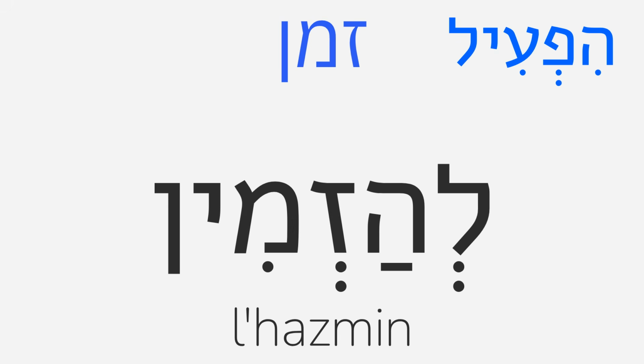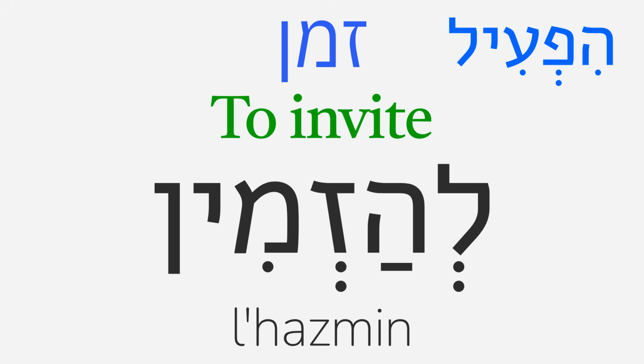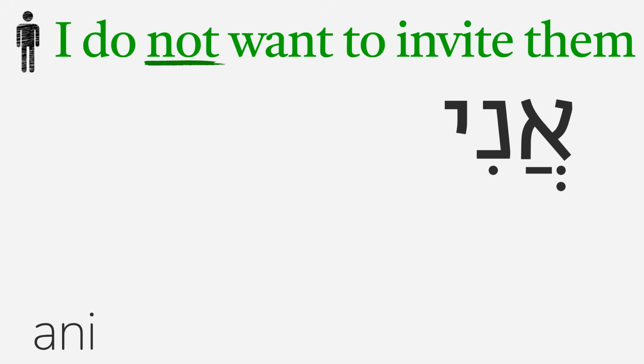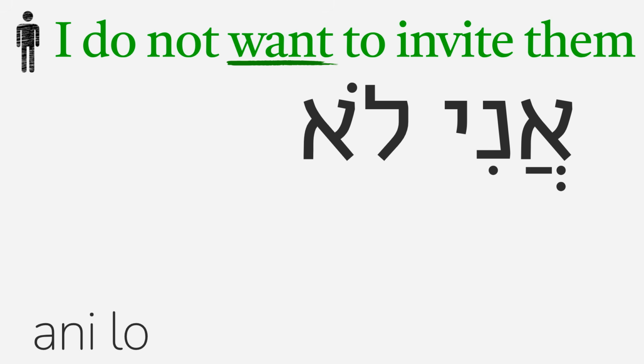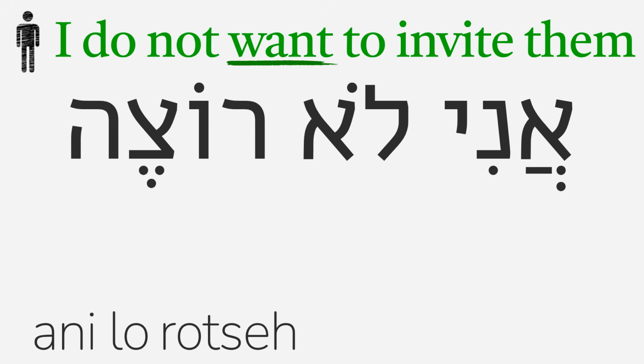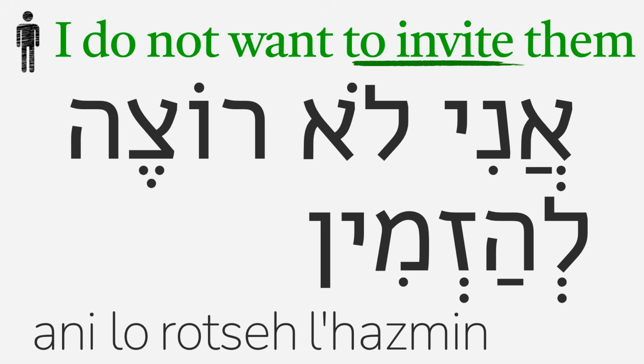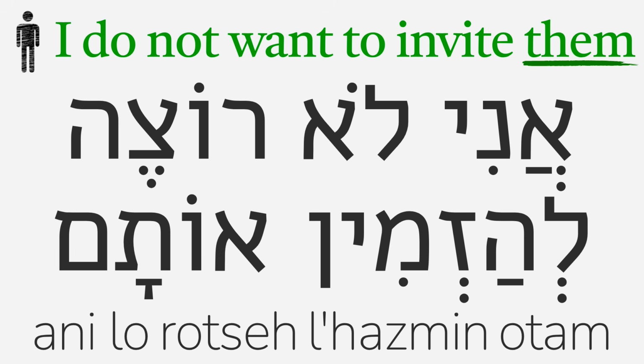Another root that is used in the Hifil is zayin mem nun. This makes the Hifil verb lahazmin, which means to invite. Let's use this verb to say, I do not want to invite them, where the I is a man. I is ani, not is lo, and want in masculine singular form is rotse. To invite is lahazmin. And them, as the definite direct object of the verb, is otam.